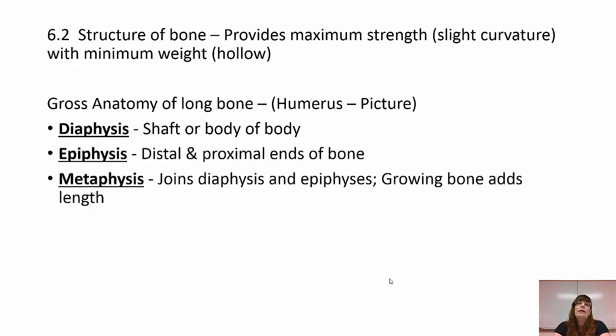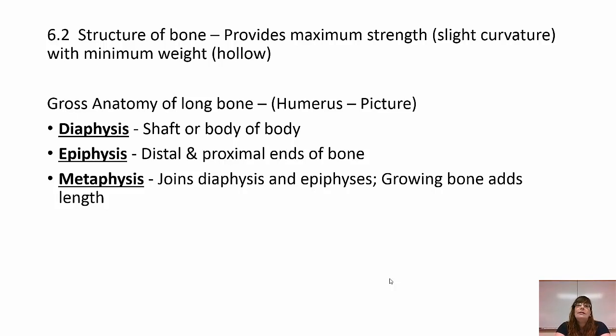So, gross anatomy of the long bone. The structure of the bone is designed to provide maximum strength, so there's a slight curvature to it, with minimum weight, so they're hollowed out. So they have either spongy bone or the medullary cavity. For the gross anatomy of a long bone, you can look at the picture of the humerus in your book.